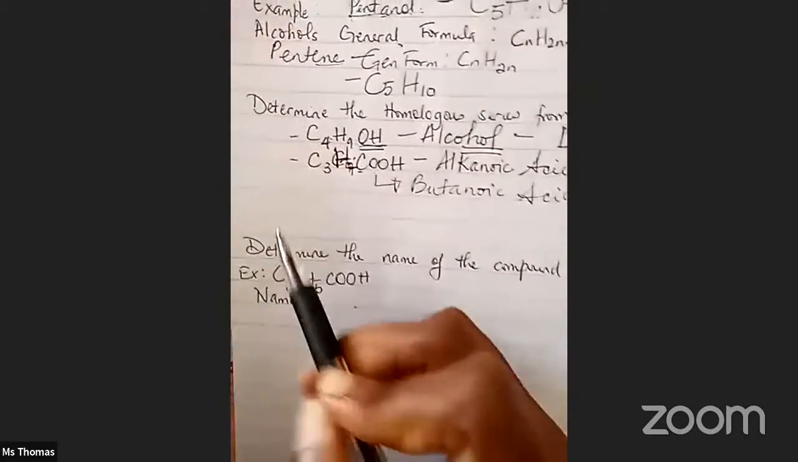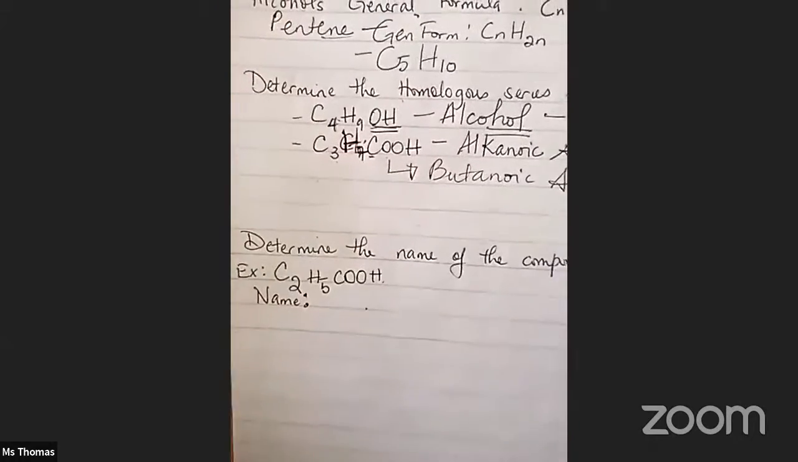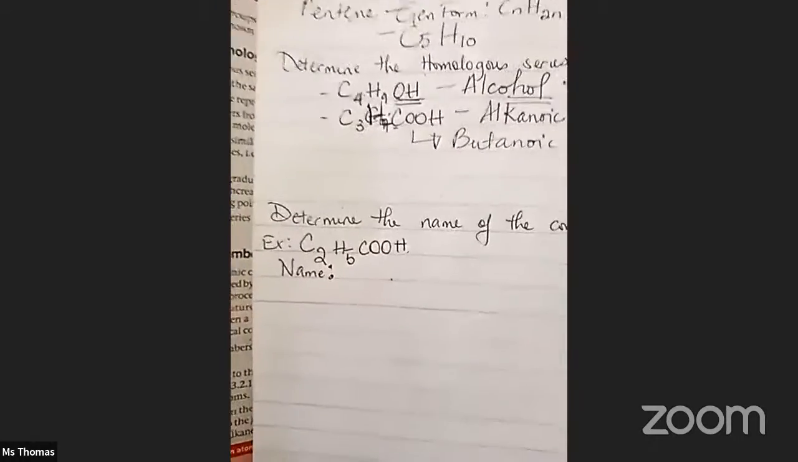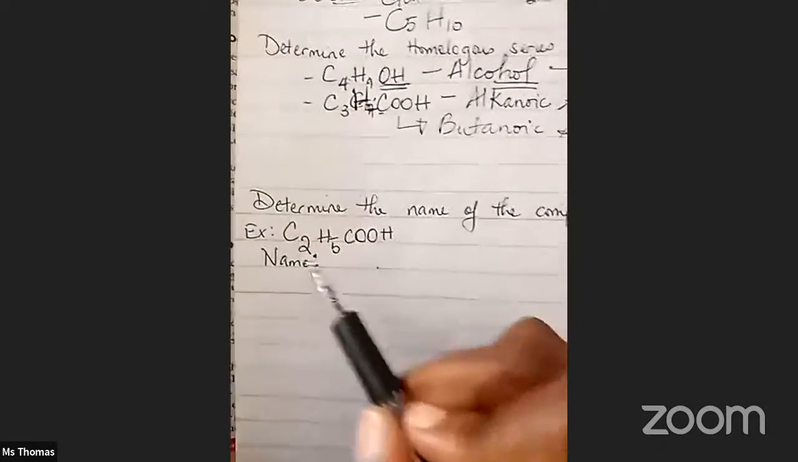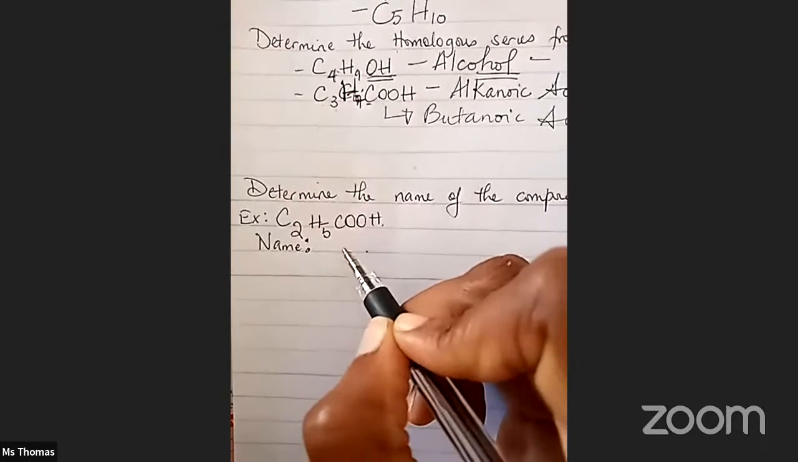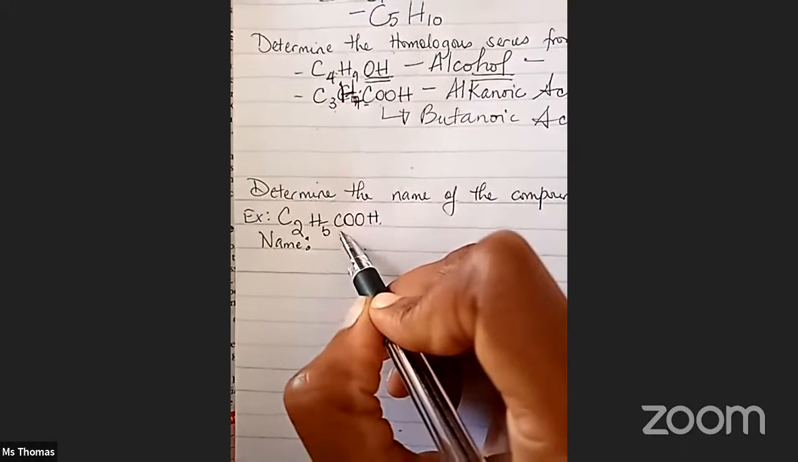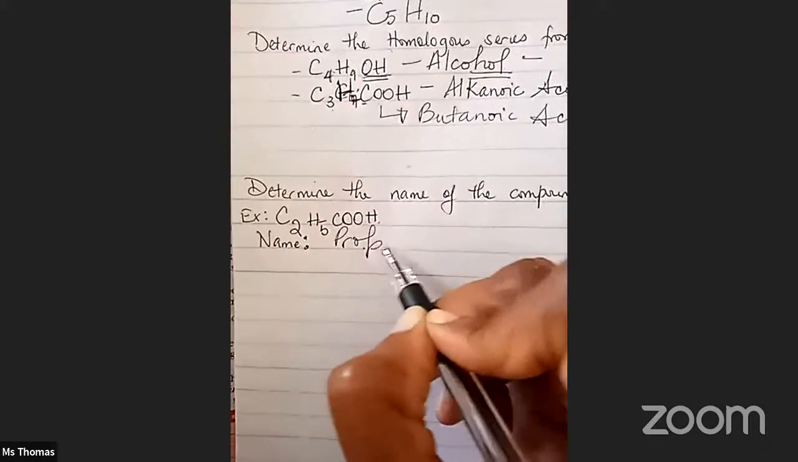All right, so look at this one now. What is the name of this compound? How many carbons does it have? 3. And the prefix for 3 is prop. So what's the name of this compound? Propanoic acid.